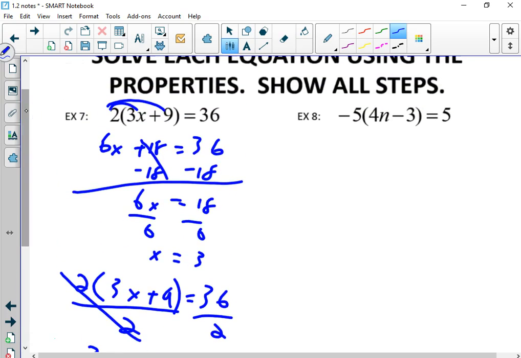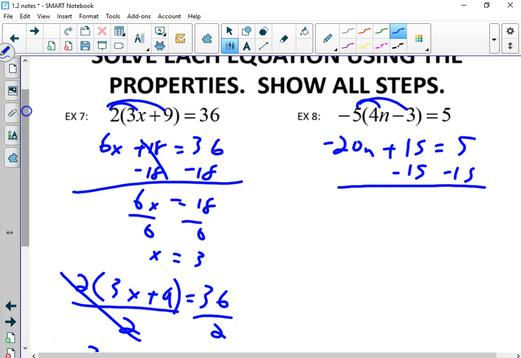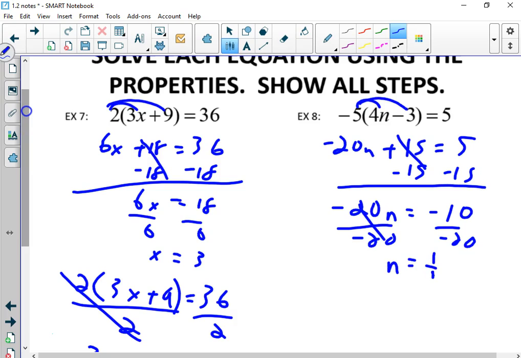So over here, first step, multiply everything by -5. Negative 20n, careful, plus 15 equals 5. So first thing we're going to do is minus 15 on both sides. Negative 20n equals negative 10. Divide by negative 20. N equals positive 1/2.